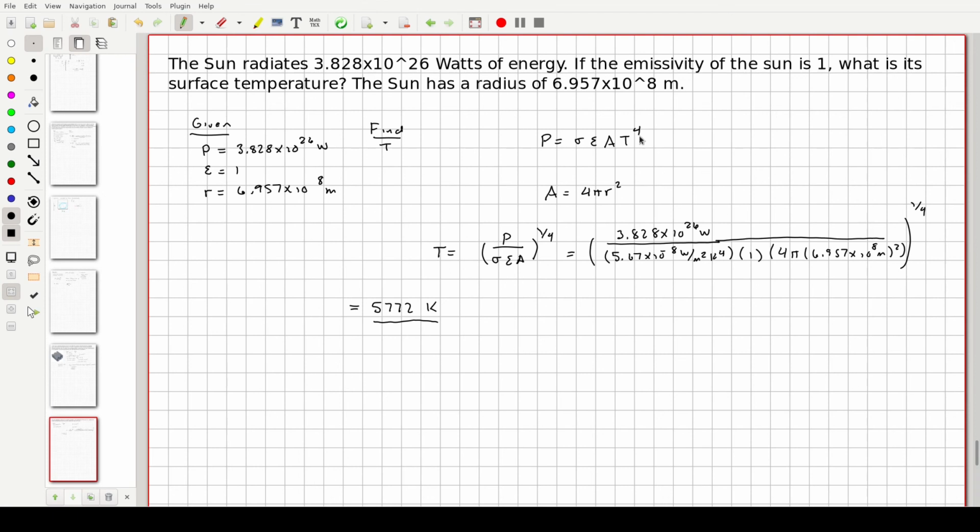Okay, so that's it for this chapter. In the next chapter, we're going to start to develop some of the microscopic aspects of thermodynamics, and I will see you then.